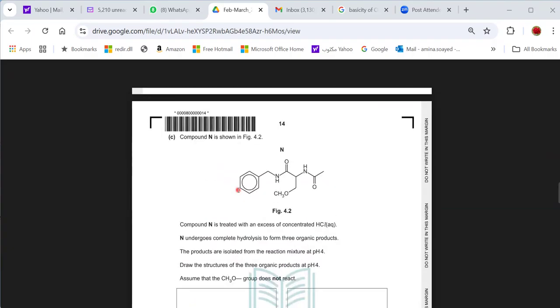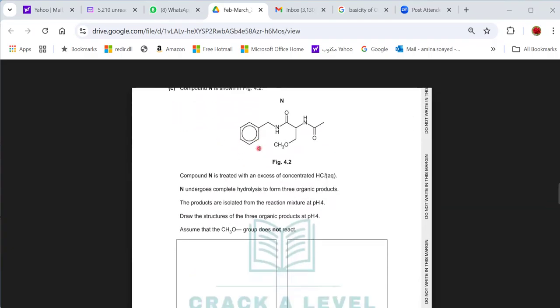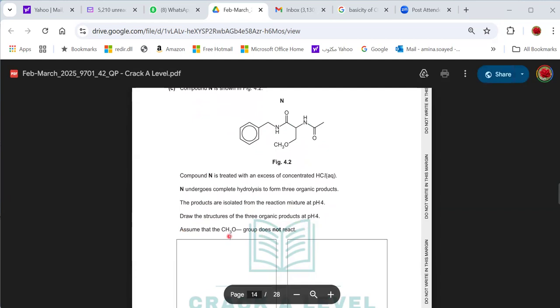In C, it says compound N is shown in the figure. This is compound N. Compound N is treated with an excess of concentrated aqueous hydrochloric acid and undergoes complete hydrolysis to form 3 organic products. The products are isolated from the reaction mixture at pH 4. It means that the solution is acidic. Draw the structures of the 3 organic products at pH 4 and assume that the CH3O group does not react.